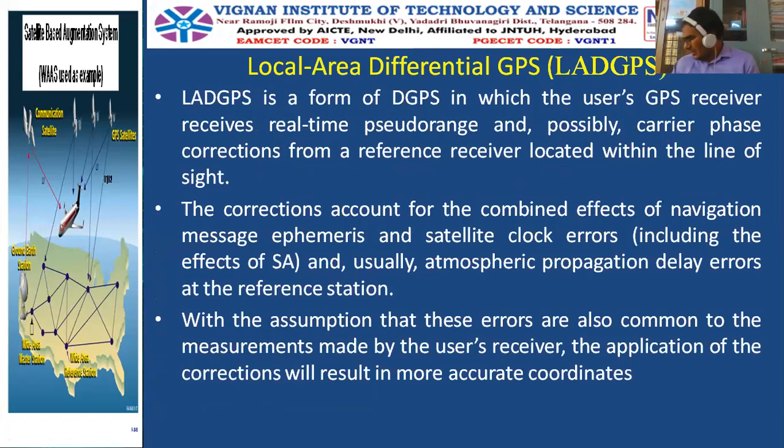So this is local area differential GPS. Of course, the wide area differential GPS and local area differential GPS differ only in the geographical area that they cover. The local area means a limited area. Wide area means over a large area.